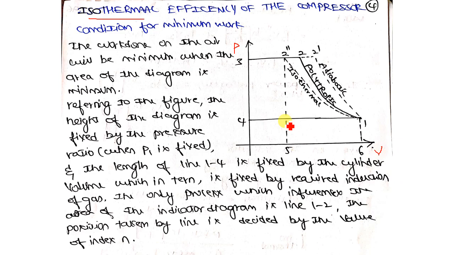4 to 1 is your intake, 1 to 2 is your compression, correct? And delivery happens from 2 to 3. So if you want the output pressure to be constant, you should keep this particular pressure limit constant, correct? So you cannot change this limit.